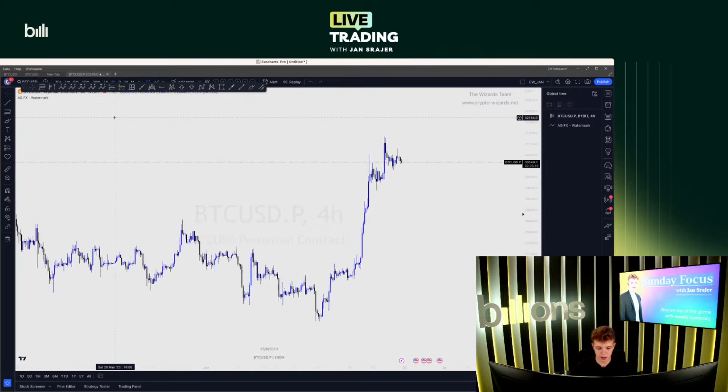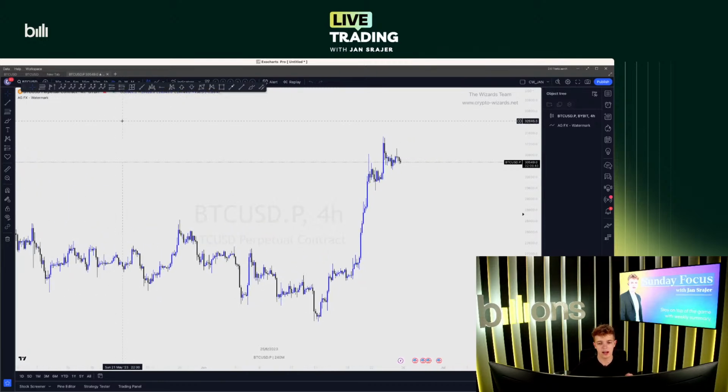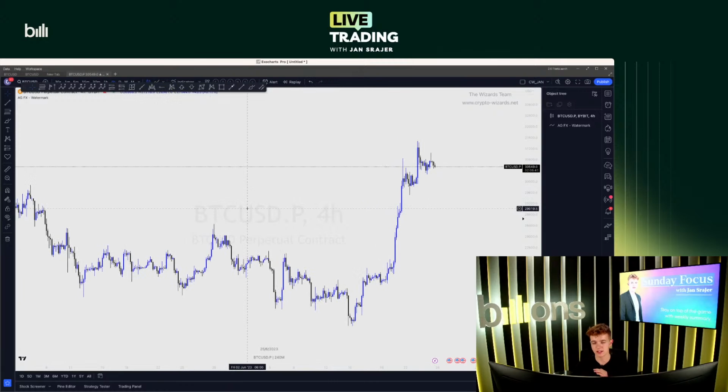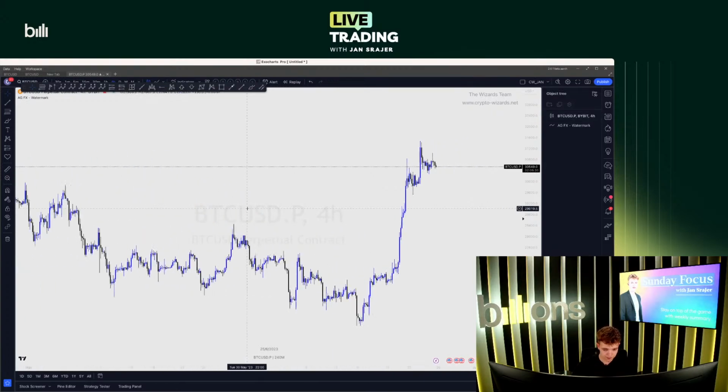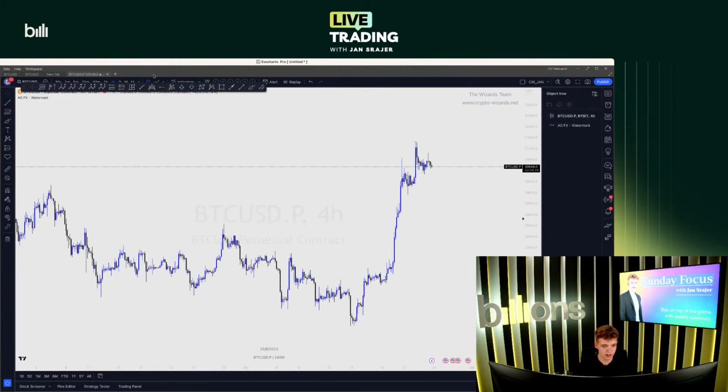For our chart, a completely blank chart. What I like to do is, every single Sunday, delete all of the levels that I have on my chart and go from a blank chart, basically reanalyzing and doing everything from scratch. So that's what we're going to do now together. I'm always starting with market structure.